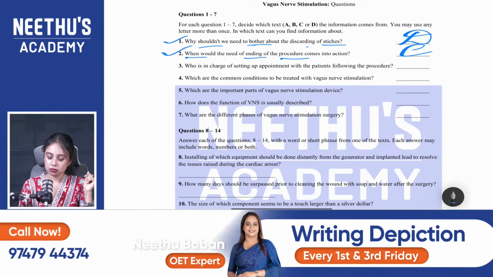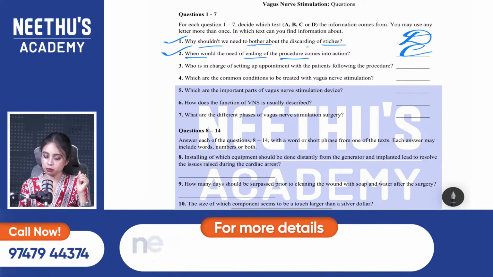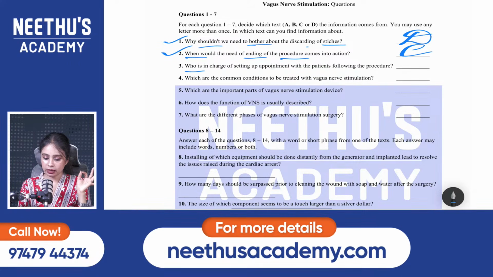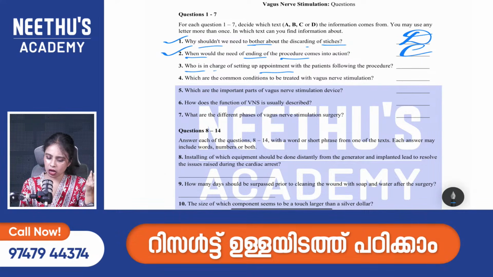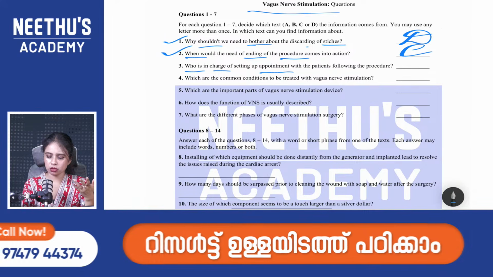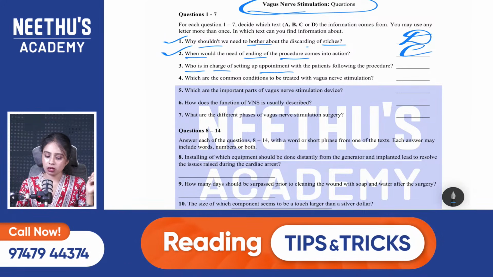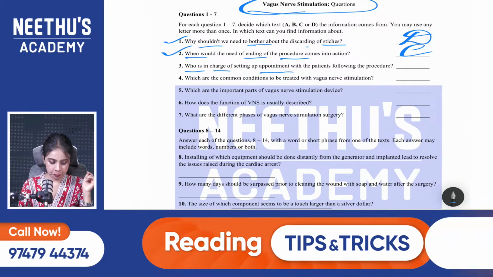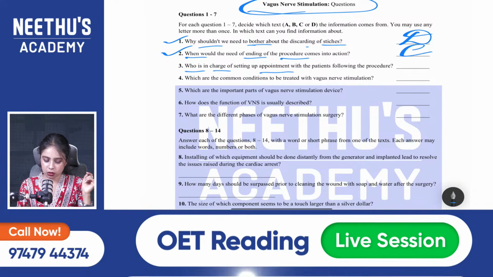Third one. Who is in charge of setting up appointment with the patients following the procedure? So who, then appointment, and I think charge. Because the procedure we are talking about is this one, so that doesn't matter. It's not an important word for me. So who, charge, appointment. Yes, Sitara, very good dear. It's from C. So what about third question, guys?